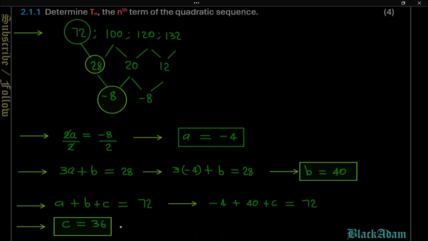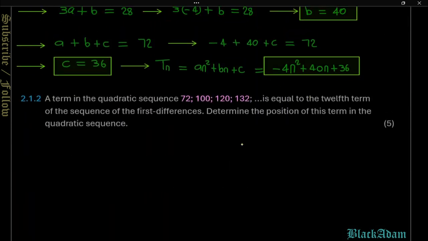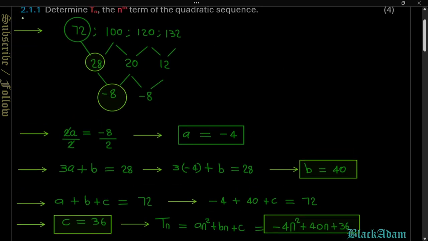And then from there, we write the equation. Tn equals the quadratic an squared plus bn plus c, and we just substitute. Our a is negative 4, our b is 40, and our c is 36, so that's negative 4n squared plus 40n plus 36. That's our answer for 2.1.1, and that's our equation there.